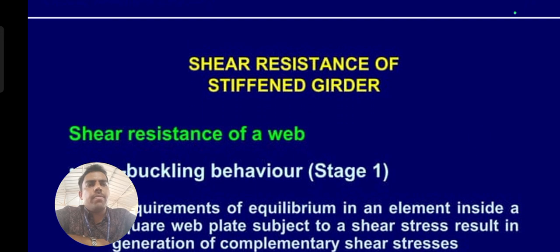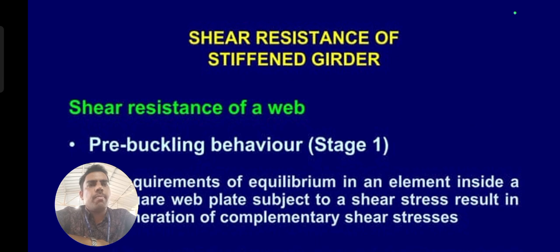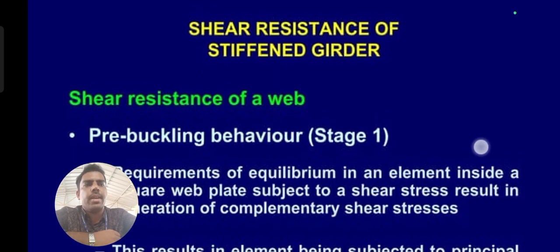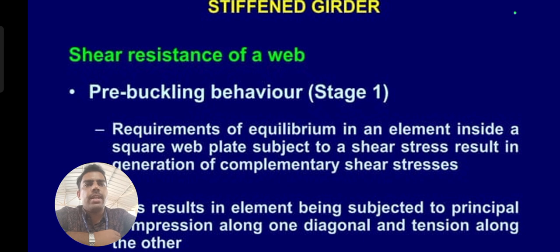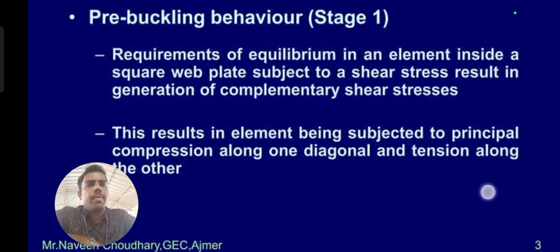And what type of load should be acting on that plate girder? Here, one of the capabilities you have to maintain is the shear resistance of the stiffened girder. Shear resistance plays a very important role in the design of a plate girder. This is a very critical load acting at that location. In this we have to check the pre-buckling behavior in the first stage. In these requirements, for equilibrium, an element inside a square web plate subjected to shear stresses should result in complementary shear stresses acting in that situation.